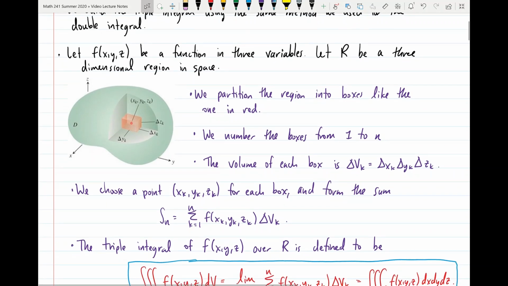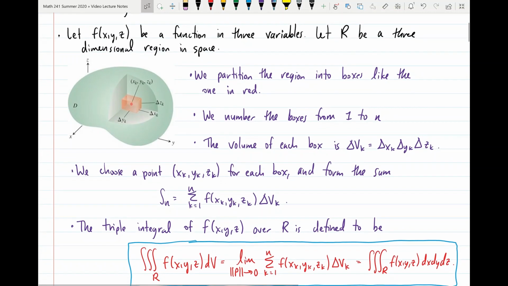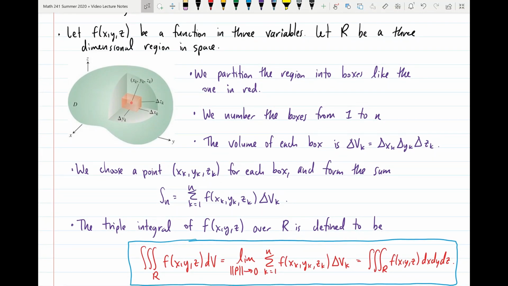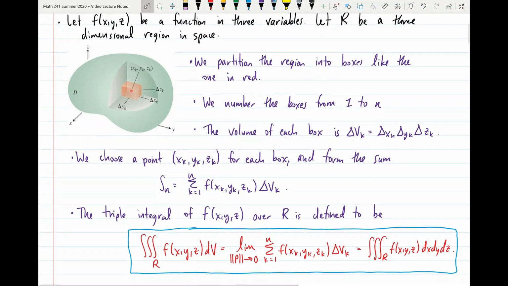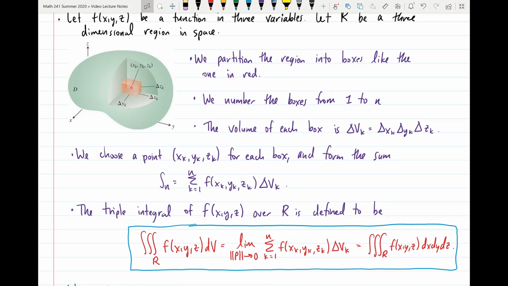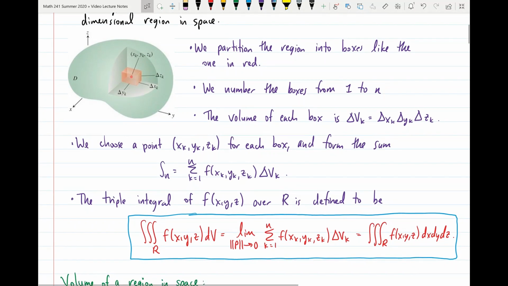We can then number all of the boxes from 1 to n, and the volume of each of the boxes is going to be exactly what you would expect. The volume is going to be the change in x for that particular box times the change in y for that particular box times the change in z for that particular box. So we define the volume to be what we would expect it to be for each of these smaller boxes.